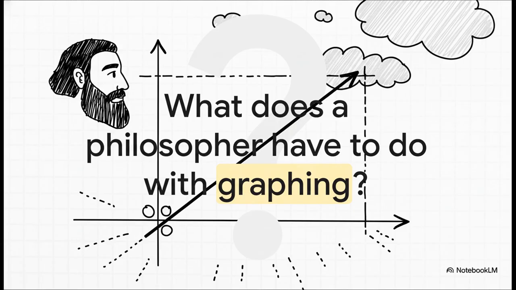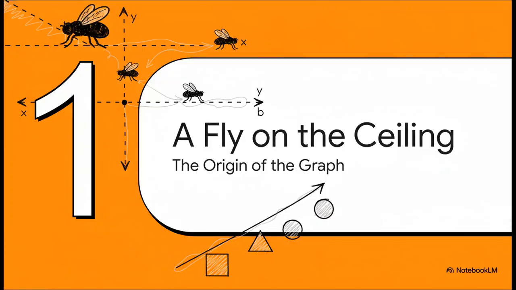So you're probably thinking, a philosopher? What in the world does he have to do with my math class? Well, as it turns out, pretty much everything. This is where the story of the graph really begins. That story kicks off with a simple yet totally brilliant observation. And yeah, it involves a philosopher, a bedroom, and a fly.